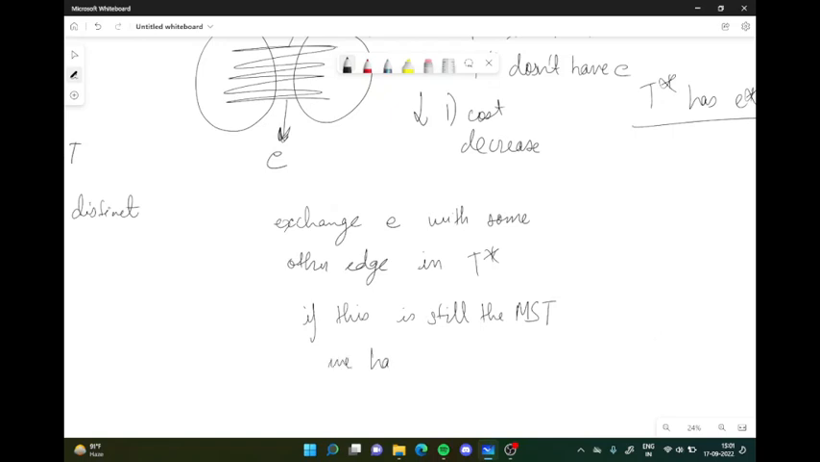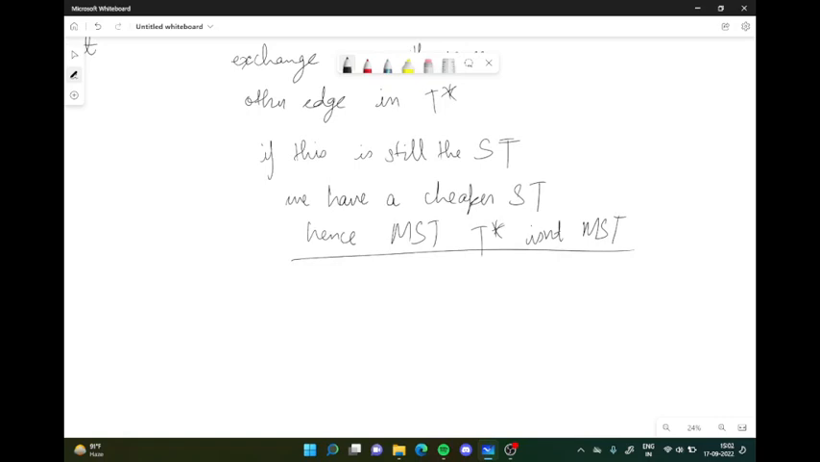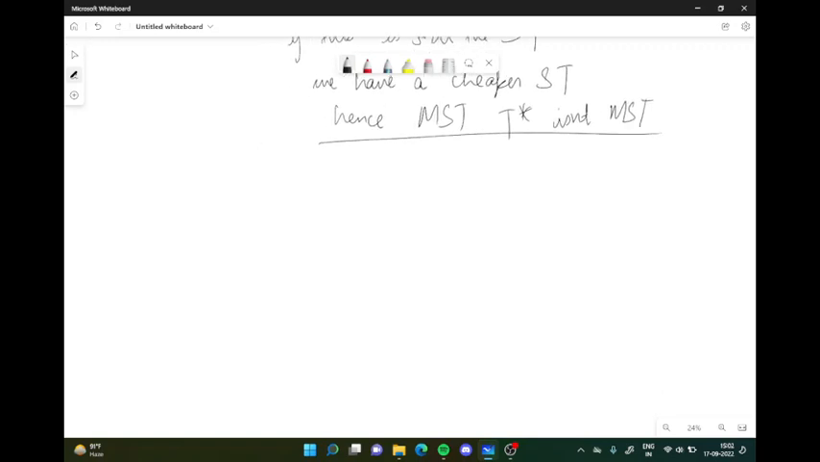If this is still not the MST, I'm sorry, if this is still a spanning tree, not the minimum spanning tree, we have a cheaper spanning tree. Hence, MST T star isn't MST. So this is a contradiction in one line. MST, we are calling MST, and then we are saying it's not the MST. So question, how to exchange E with an edge? How to choose this edge that we are going to exchange with?